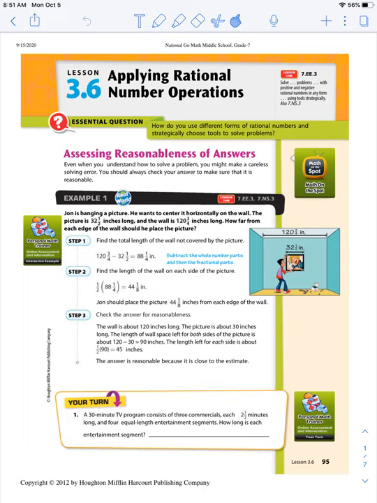All right, example 1. John is hanging a picture. He wants to center it horizontally on the wall. The picture is 32.5 inches long, and the wall is 120.75 inches long. How far from each edge of the wall should he place the picture? Now notice they gave us a picture here. If they did not give us a picture, I would actually draw a picture so that you can visualize what's going on. So how would you even start drawing that?